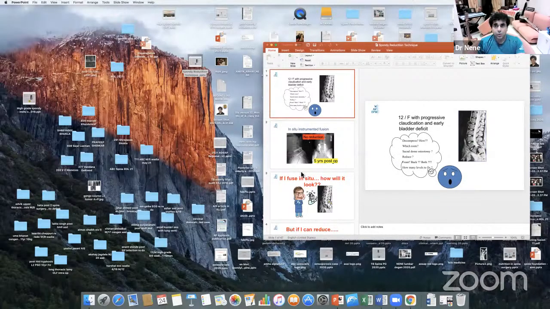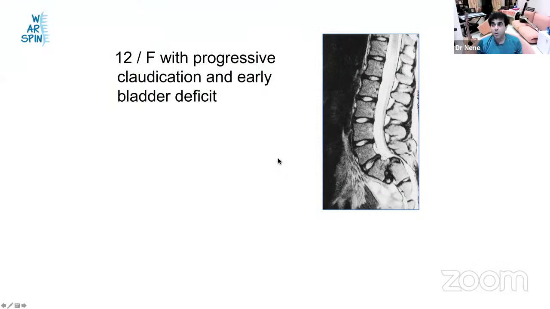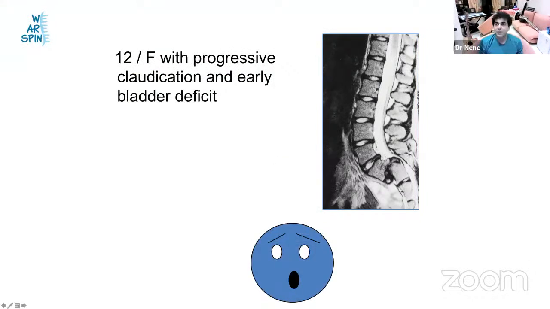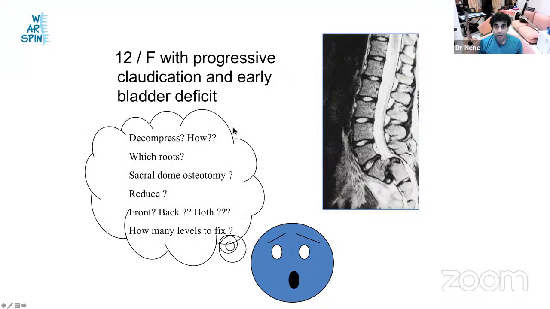So here goes. A case of a high grade spondy is definitely not everyone's favorite case. So when you get a high grade spondy in the clinic, you have too many questions that come to your head, and you're not sure about which way this is going to go. And all you know is how to classify it. Maybe looking at this, can anyone say what type this is?